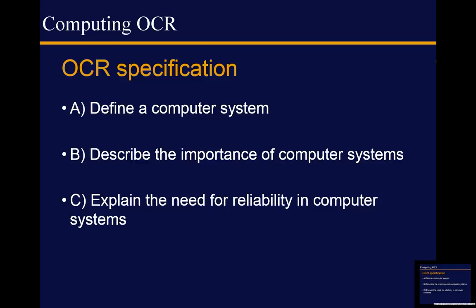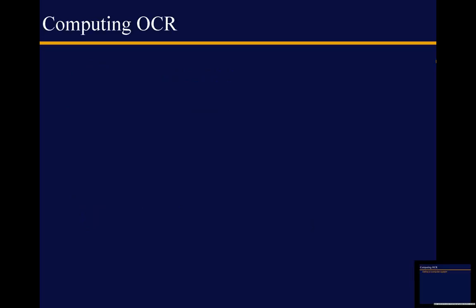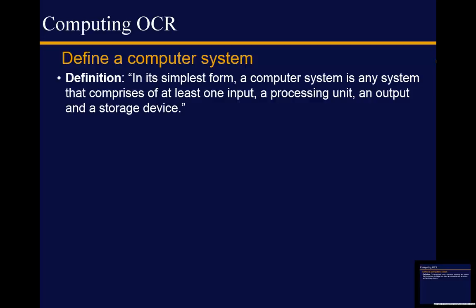We need to cover and understand how to define a computer system, describe the importance of computer systems, and explain the need for reliability in computer systems. First thing I want to do is start off with a definition of what a computer system is. Now this is what I think a computer system could be defined as.